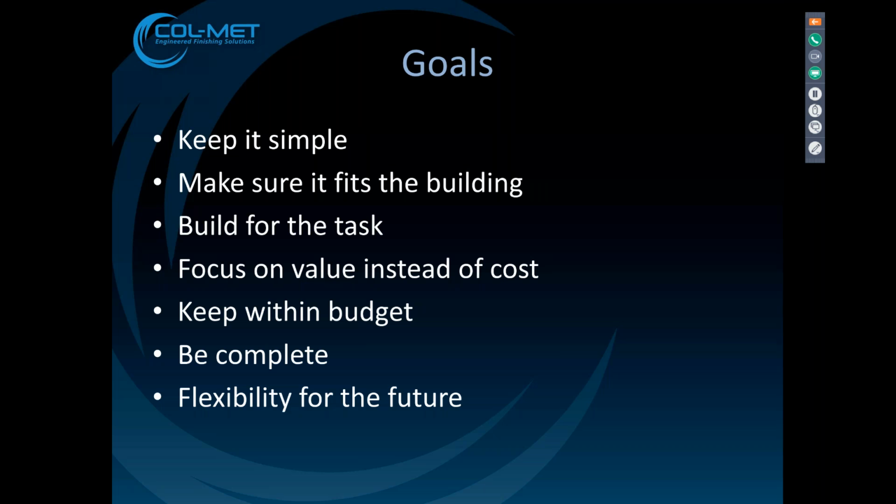And be sure, lastly, be sure that you build in flexibility for the customer for the future. We don't want to design a system for today's needs, ignoring what he might need 3 to 5 years or 10 years, maybe even 10 years down the road. We need to build him something that can serve him now and into the foreseeable future.